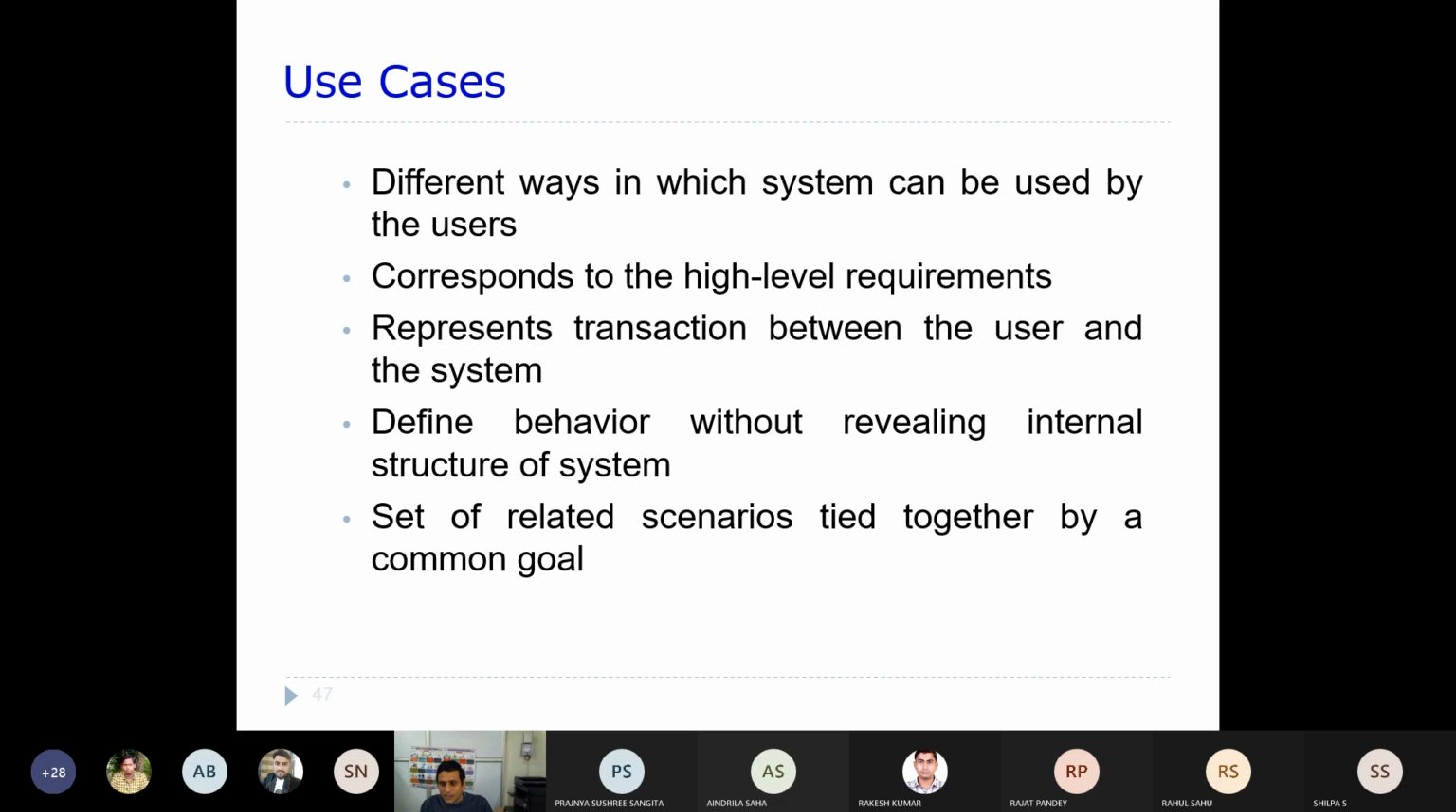So now you can see, as part of a single set of important steps through which you can reach your goal, you have certain other scenarios also tied together. That is what we say: a set of related scenarios tied together by a common goal. That is what one use case is. Is it clear so far, students? Yes, sir.